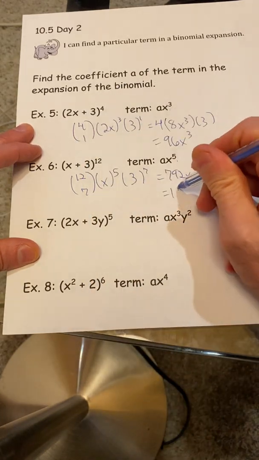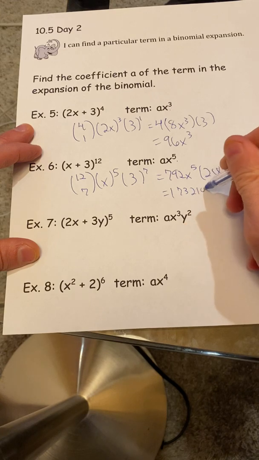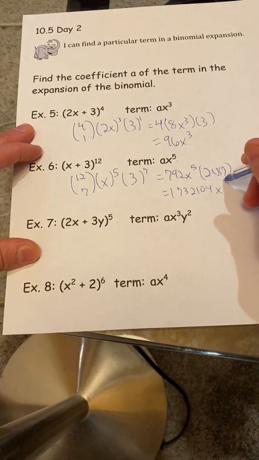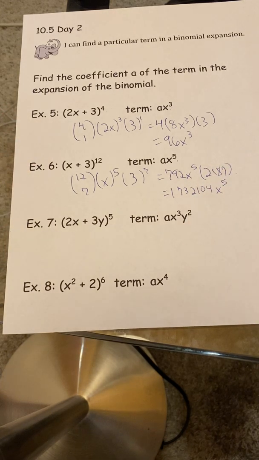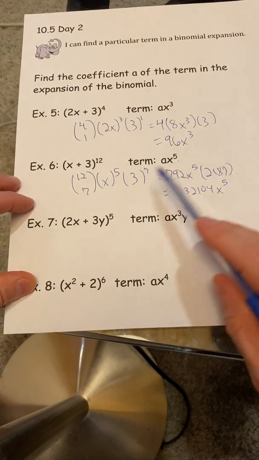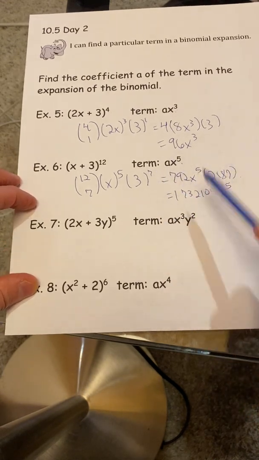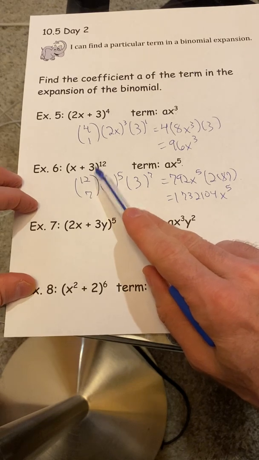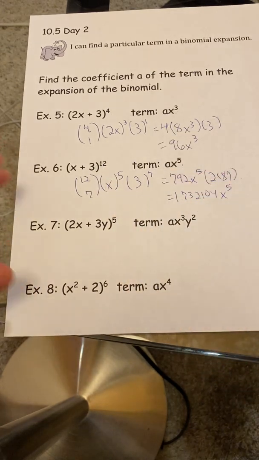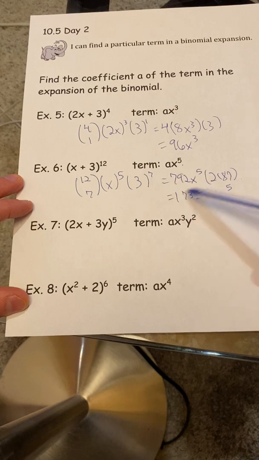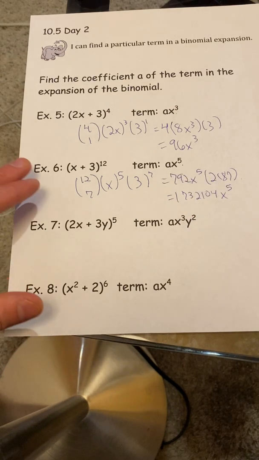1,732,104 x to the 5th. So you can see we would not actually ask you to expand x plus 3 to the 12th. That would be 13 terms, and some of the numbers get pretty ugly, because when you're taking 3 to a power along with some fairly high order combinations, those numbers get pretty big.